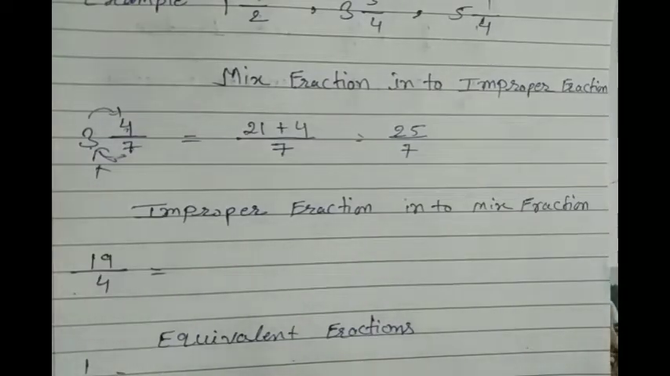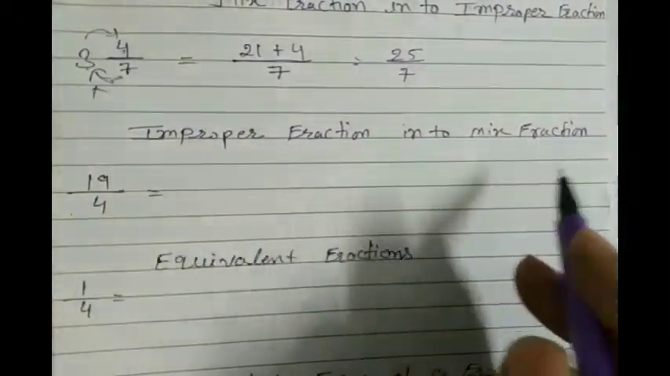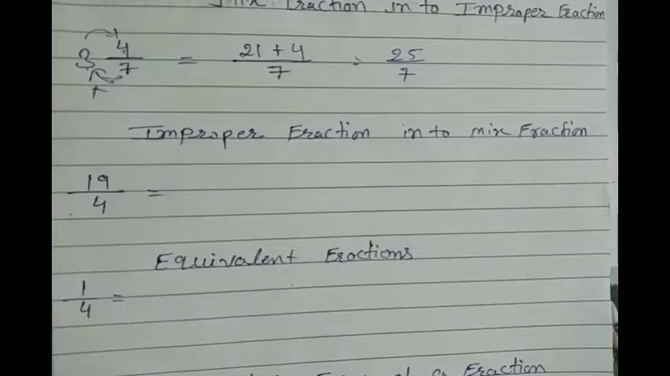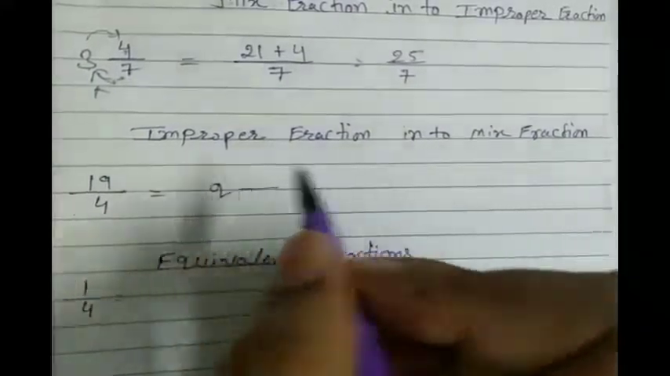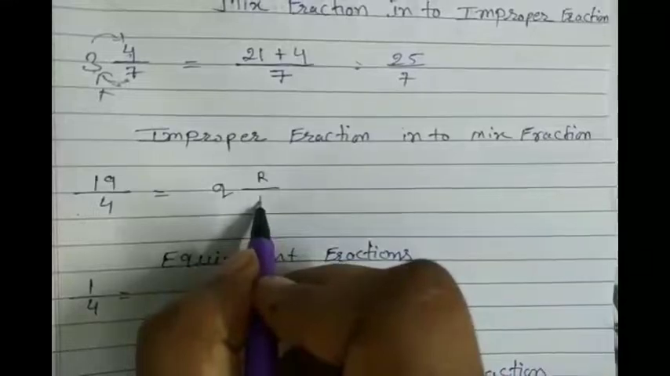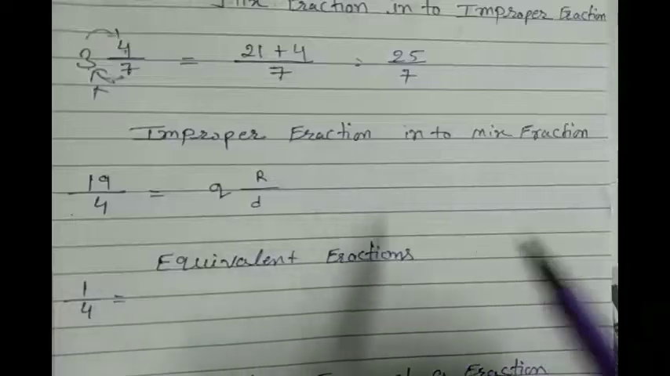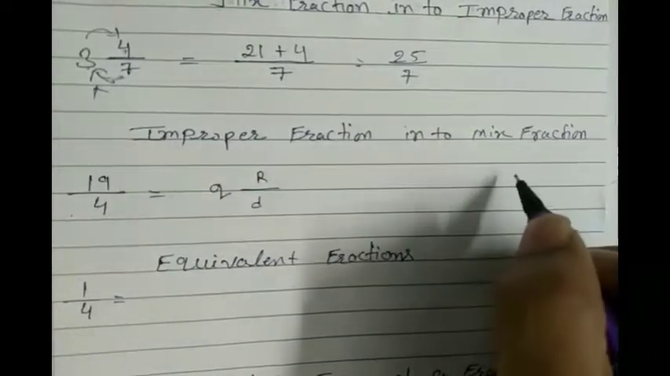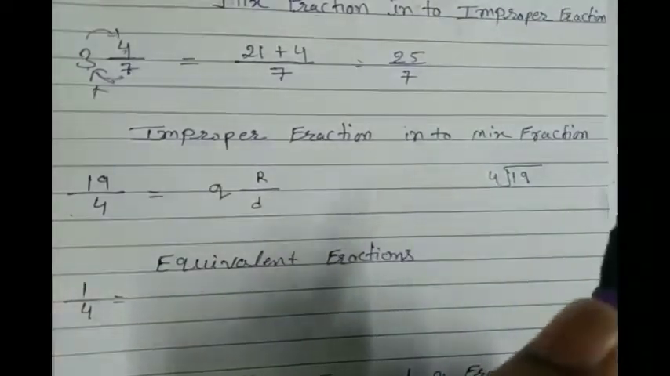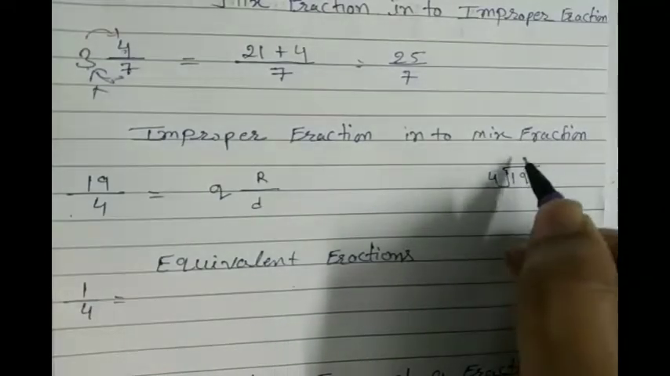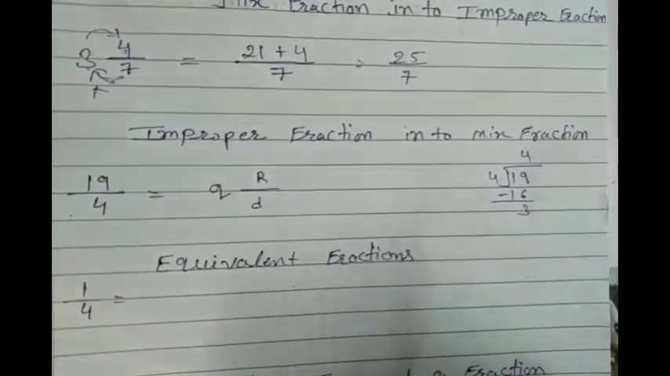Now the opposite thing. How to convert an improper fraction into a mixed fraction? For that, there is a formula. Quotient, remainder, divisor. We write quotient, remainder and divisor. Now how to apply it? Divide the numerator by the denominator. Now we get 4 4s are 16, therefore the quotient is 4. Minus 16, the remainder is 3.